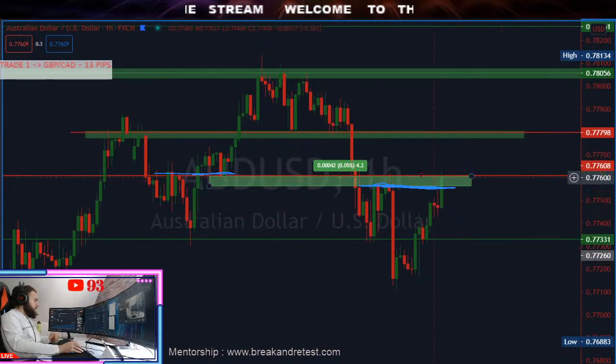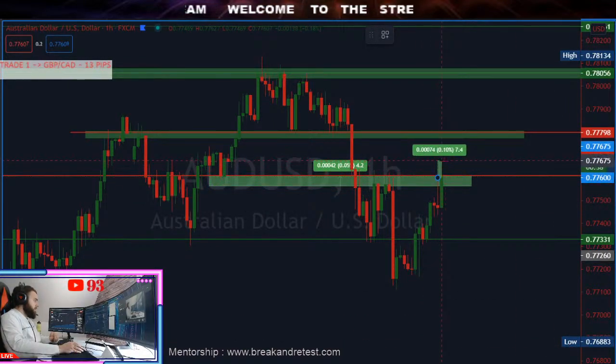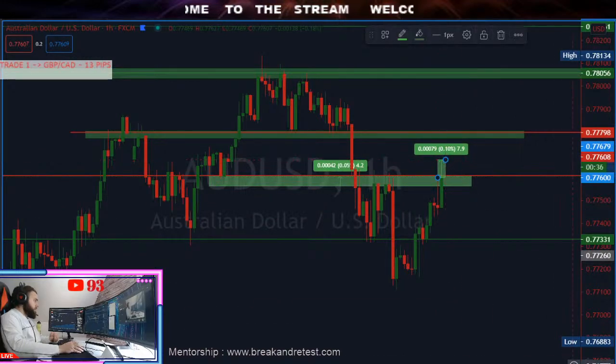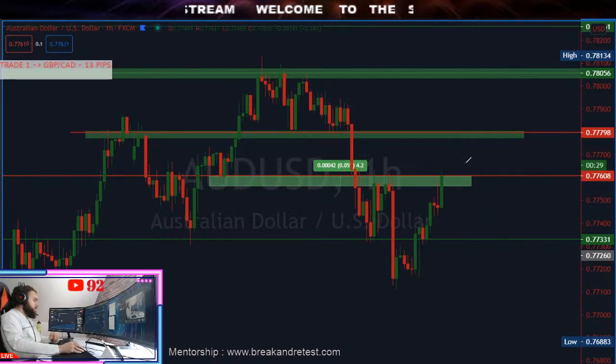So to be comfortable taking this trade, we need a clean break above, and that means a move all the way around here. Then we can take the retest to the downside. But if the whole zone is 5 pips and you only get a 2-3 pip close above here, it's just not going to be convincing enough for us.